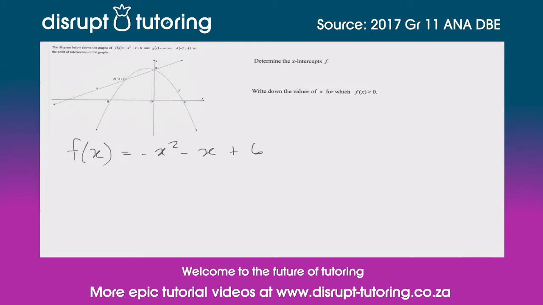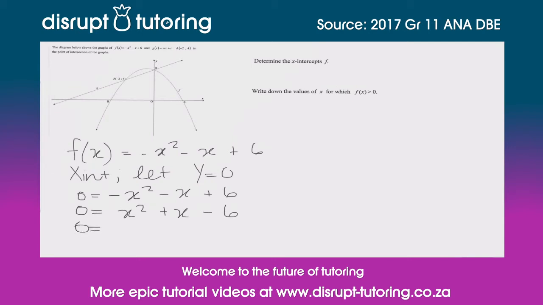Now when we find the x-intercept for any curve, we need to let y equal 0. Okay, so let's do that. So we've got 0 is equal to minus x squared minus x plus 6. Now what I don't like is this negative sign. So in order to change that, I'm going to multiply every single term by negative 1. So that's going to be 0 is equal to x squared, change the sign, plus x, and change the sign, minus 6. Now we can factorize this.